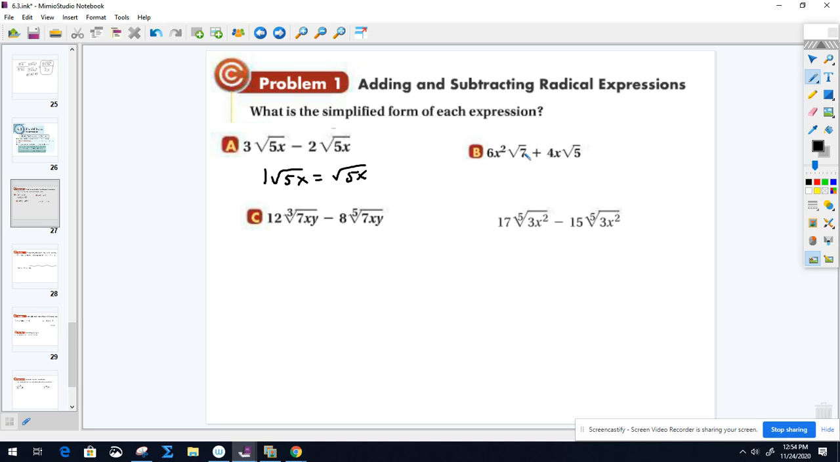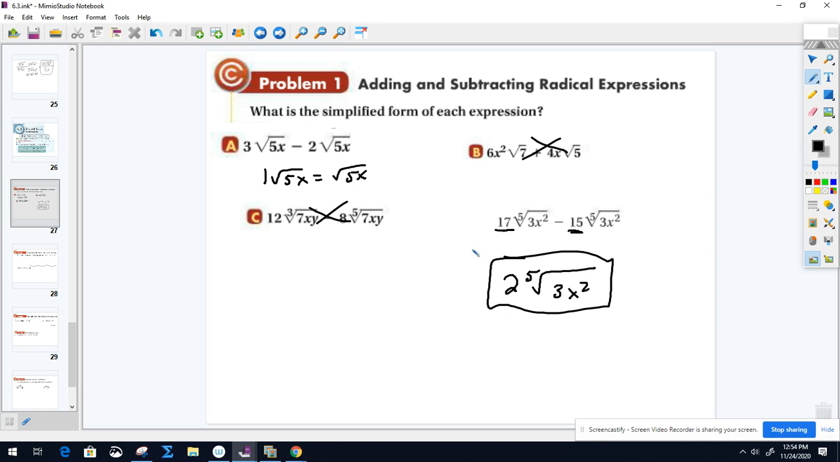This problem here, different base, same index, but different base. Can't do anything. You're done. Okay, this problem here, different index, can't do anything. You're done. They're completely simplified. This problem here, index of 5, base of 3x squared, base of 3x squared. So basically, I'm going to do 17 minus 15 and get 2, and I rewrite the index and the base. And that's the problem. So adding and subtracting, very simple when you have like terms.